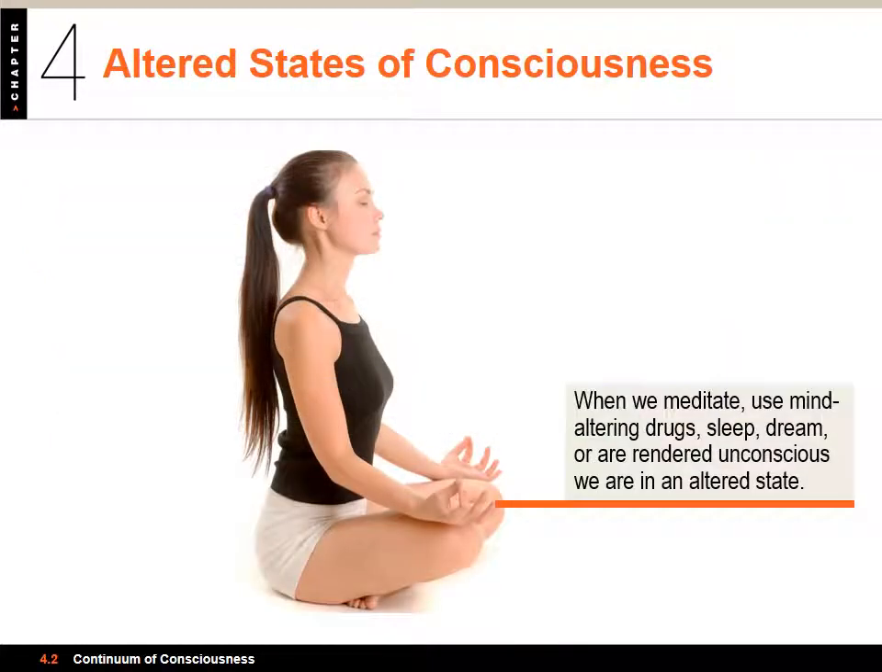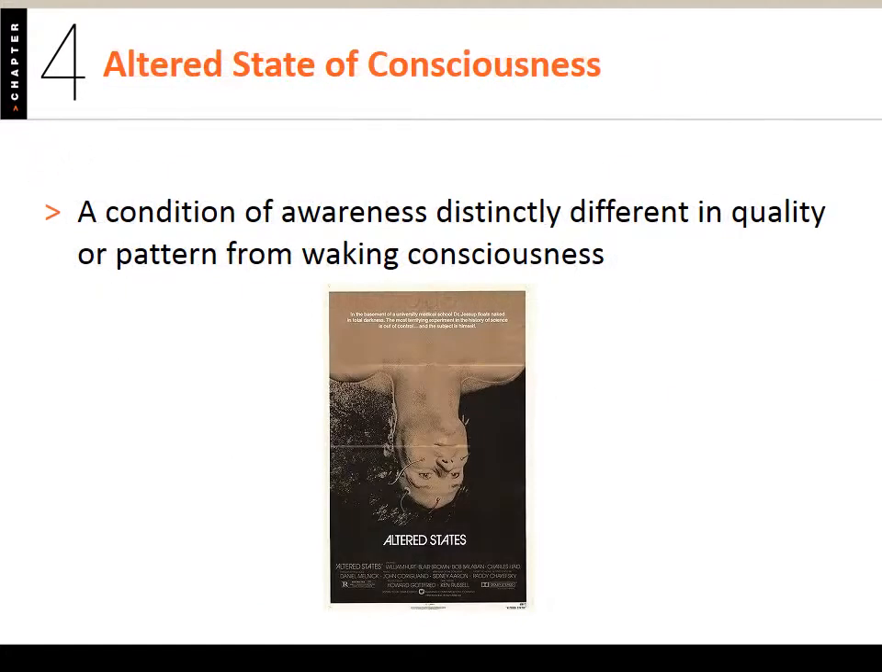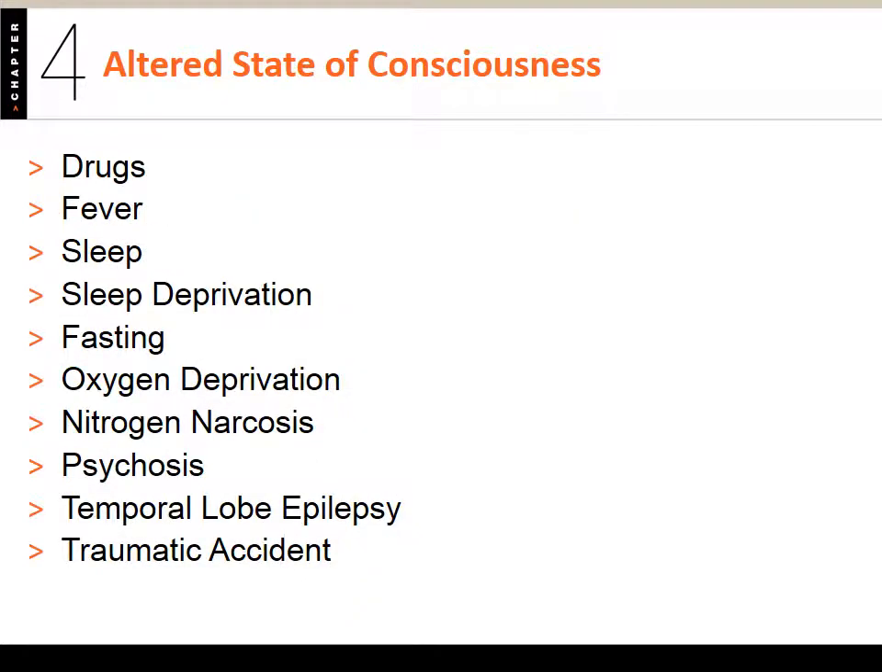All right, then we have altered states of consciousness, which we can achieve through meditation, mind-altering drugs, sleep, or dreams, or by being rendered unconscious. An altered state of consciousness is a condition of awareness distinctly different in quality or pattern from waking consciousness. Now, there are a number of ways to enter an altered state of consciousness. Drugs we'll talk about next time in depth, but I mean fever. You can just have a very high fever and be out of things.